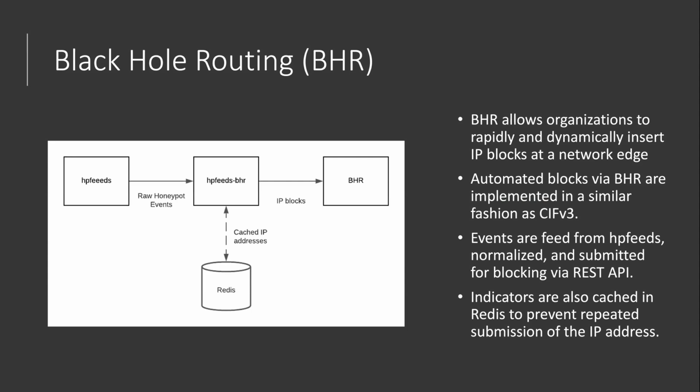We found with this architecture that we can maintain a block list of roughly 400,000 indicators before the performance of that router really starts to degrade. So you can get a lot of indicators in BHR using this method.